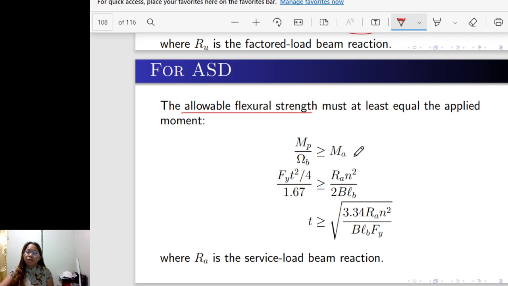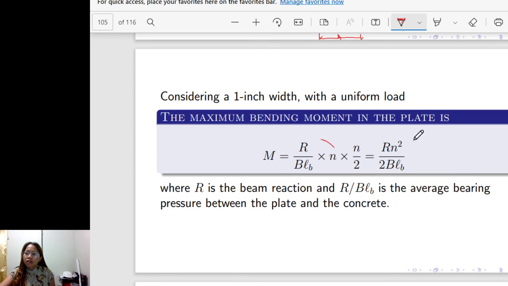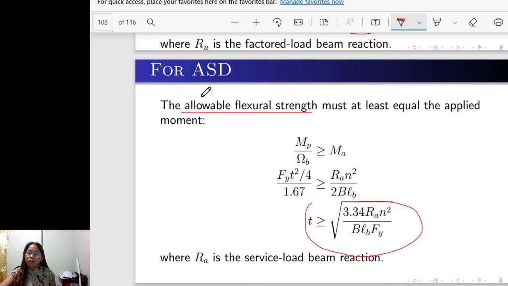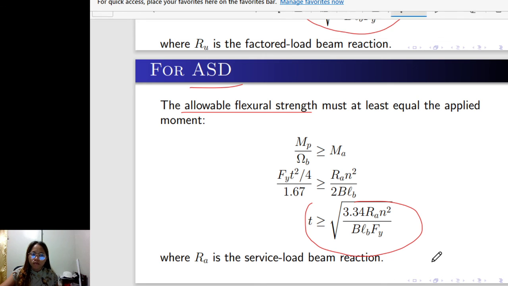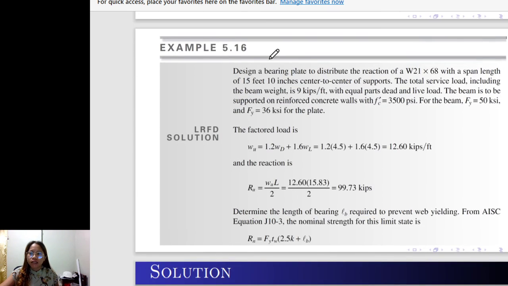Then the applied moment is just this R sub A, the applied service load beam reaction, times N squared, from earlier. Substitute this one to the right side, this M sub A. So the thickness will become this value for ASD, where R sub A is the service load beam reaction. Then we'll try to discuss the example.